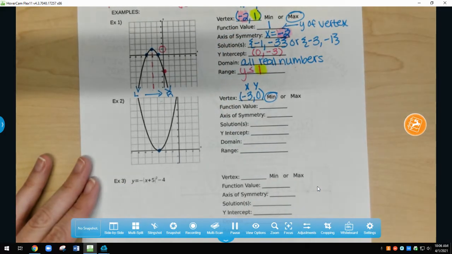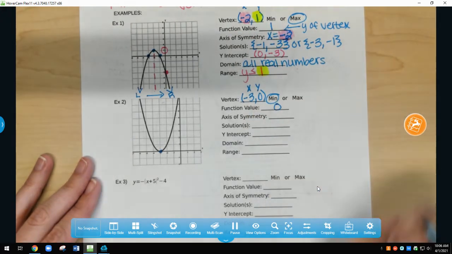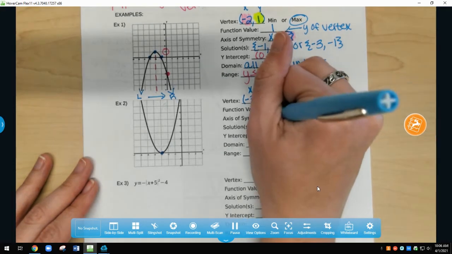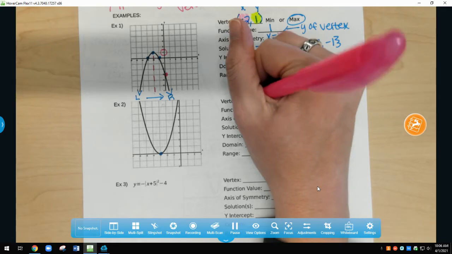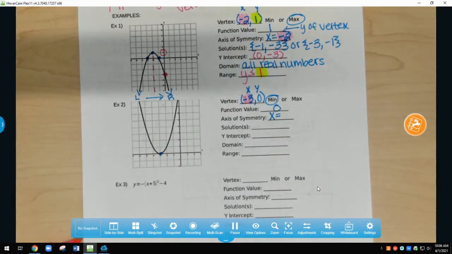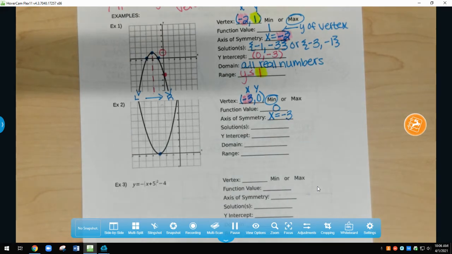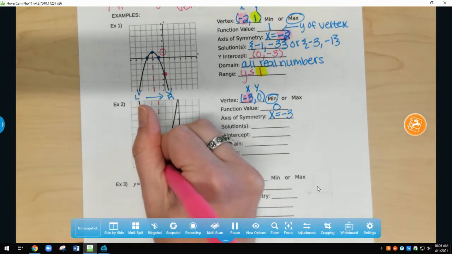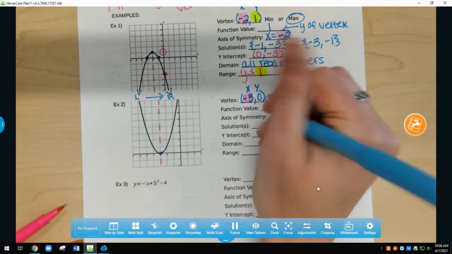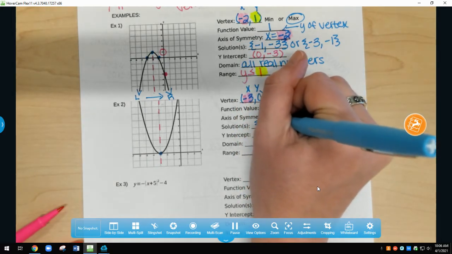Okay, the function value, remember, is the y of the vertex. So in this case, it's just going to be 0. Axis of symmetry, x equals, and it's the x value of our vertex, so x equals -3. My solutions, this time it only crosses once. Okay, and here's the axis of symmetry. This time I only have one solution, so I can write it. It's just -3.